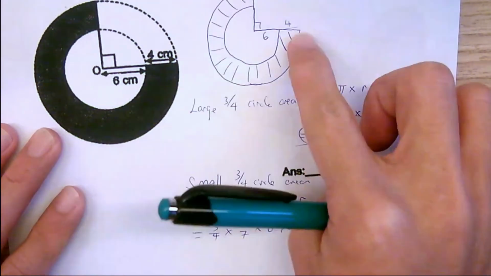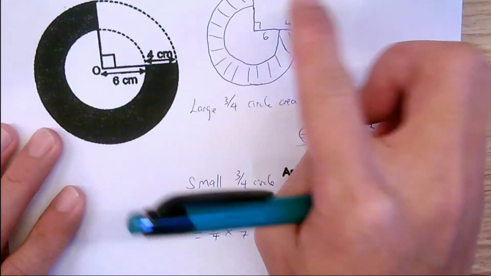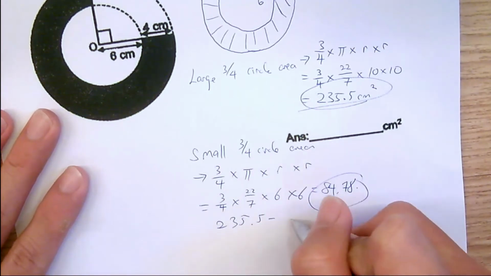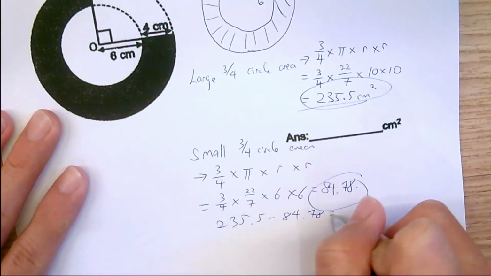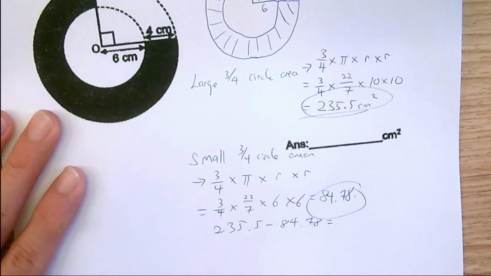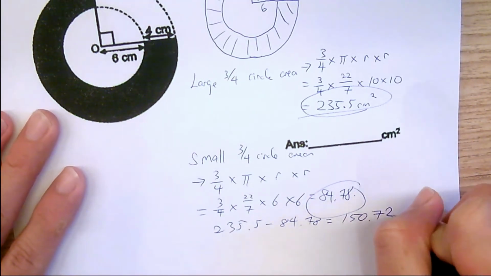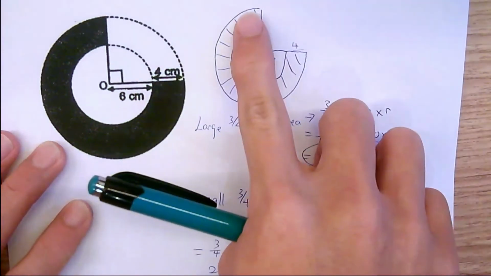So we have to find the difference between this and this. It will be the larger 3/4 circle minus the smaller 3/4 circle. So it will be 235.5 minus 84.78, and therefore this will give us 150.72. Then is it corrected to 2 decimal places?